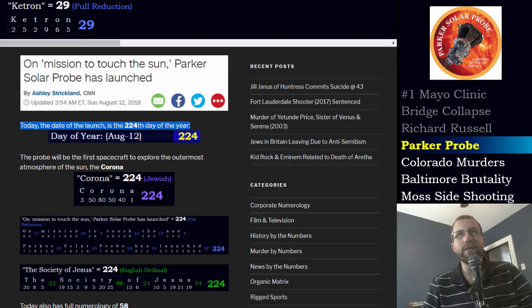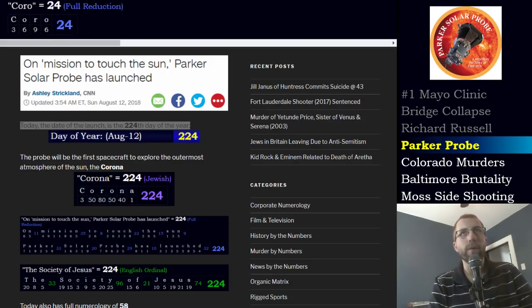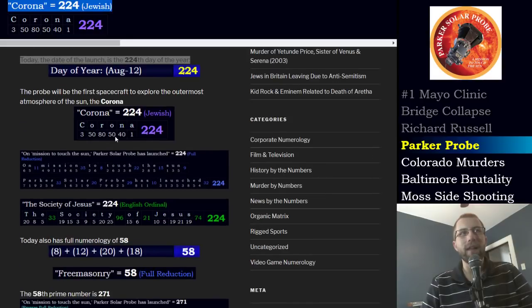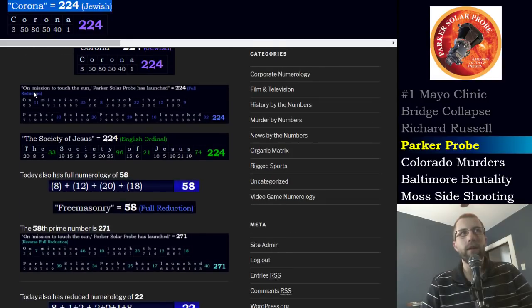August 12th, the date of the launch, was the 224th day of the year. And it's being said that this probe is being launched to the sun's corona. Corona equals 224 in Jewish Gematria. In fact, the Gematria of this headline sums to 224. On mission to touch the sun, Parker's solar probe has launched.